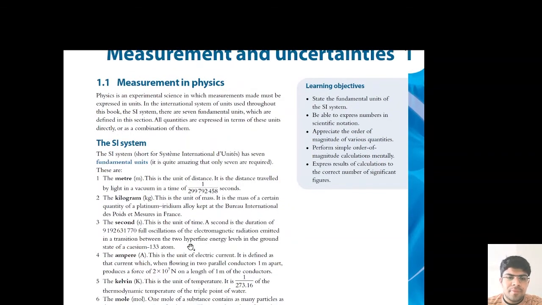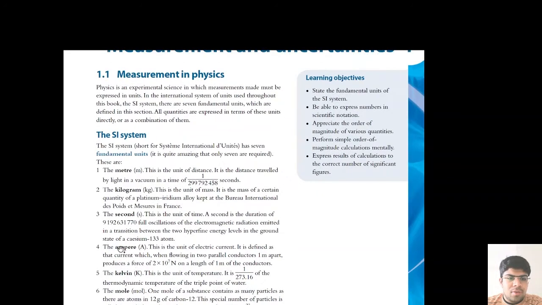Okay, and so the next is ampere, which is denoted by A. This is the unit of electric current. It is defined as the current which, when flowing in two parallel conductors 1 meter apart, produces a force of 2 times 10 raised to the power minus 7 newton, where N is capital N denoting newton, on the length of 1 meter of conductor. So remember, ampere is the unit of electric current.